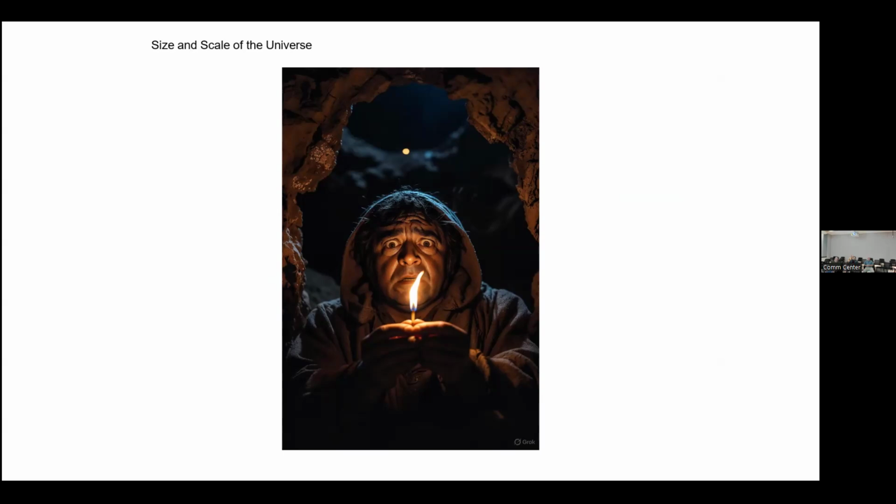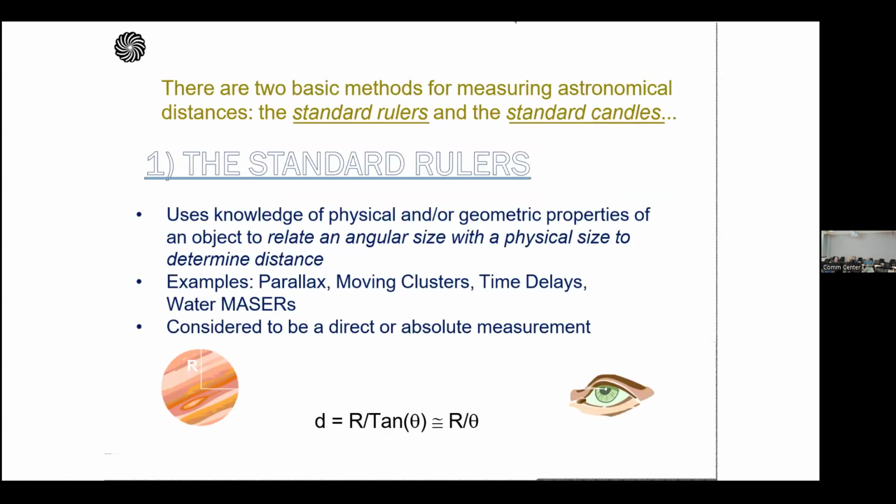So how do we measure distances, and how do we measure the distance to lights in space? Standard candles. Well, that's only one way. We use what's called the distance ladder. The standard candles are only one part of the ladder. So there's basically two basic methods, along with some others: standard rulers and standard candles.